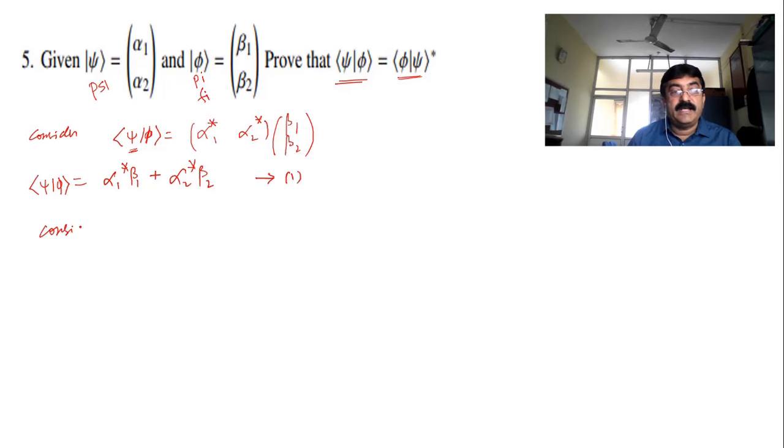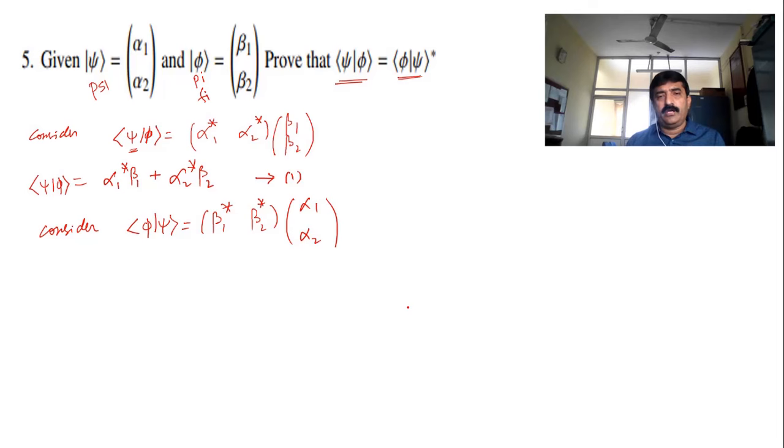Now you consider the inner product of phi and psi. Phi is in the bra state, that means I should write beta 1 beta 2 along with its complex conjugate, and psi no change, it is a column vector alpha 1 alpha 2. Are you following? I don't think it is too complicated numerically. It is more of mathematics than physics, right? So that is equal to beta 1 star alpha 1 plus beta 2 star alpha 2.